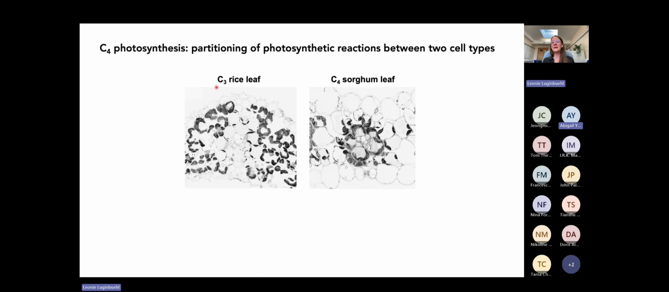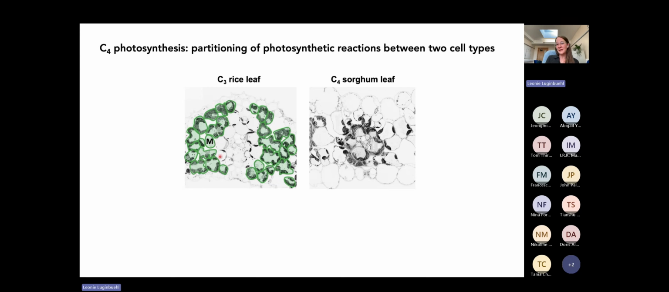And what we typically see in a C3 leaf, like rice, is that photosynthesis primarily takes place in the mesophyll cells, indicated in green here. So the mesophyll cells are fully packed with chloroplasts, and you can see these little blobs, which are the chloroplasts. And so photosynthesis takes place primarily in this cell type.